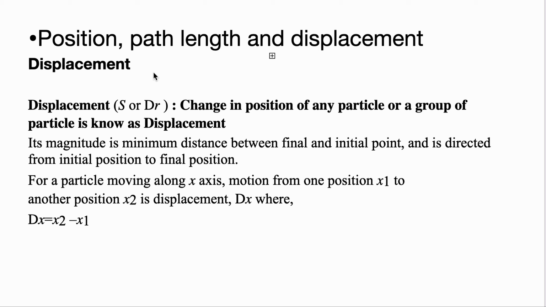Distance is what you go from home to school, that is 2 kilometers. From school you come back home, another 2 kilometers, so the total distance is 4 kilometers. Displacement is very different. Displacement is a vector quantity, whereas distance is a scalar quantity.